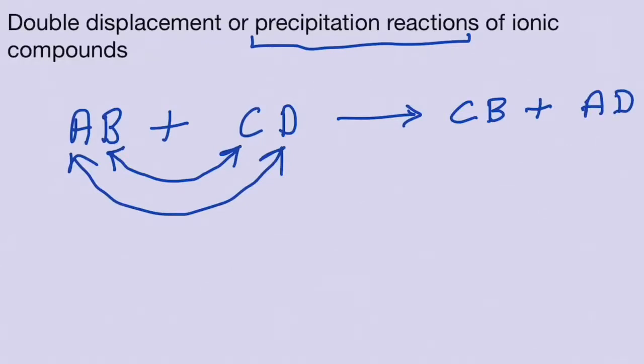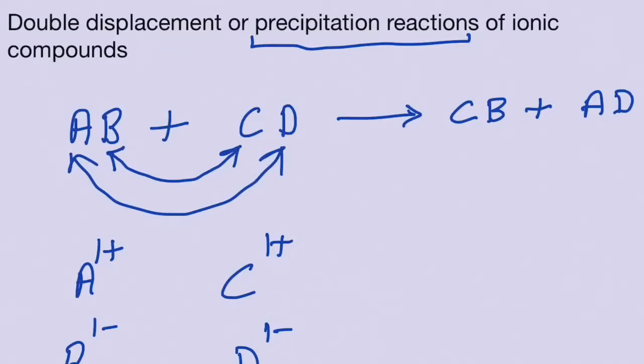Let's break it down. We have AB as one of our ionic compounds in the reactants, and CD is going to be the other ionic compound in the reactants. In an ionic compound, you mostly write your cation first and then your anion. So in AB, A is going to be your cation, and assume that's a 1 plus charge, and B is going to be your anion, and assume that's a 1 minus charge. These are hypothetical charges. And in the case of CD, C has a 1 plus charge, and D is going to have a 1 minus charge.